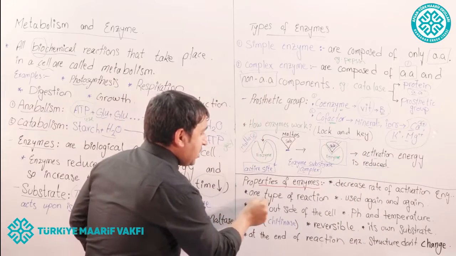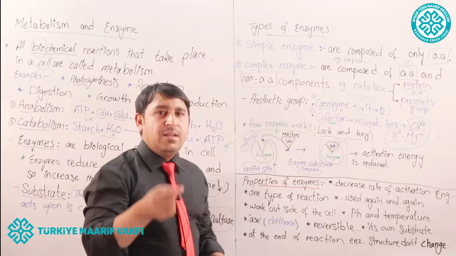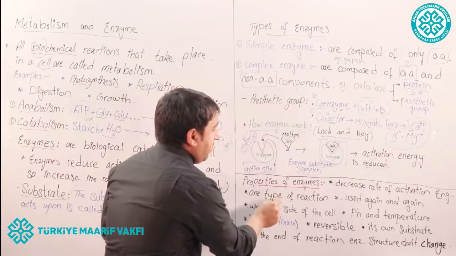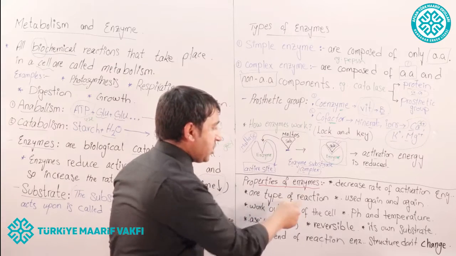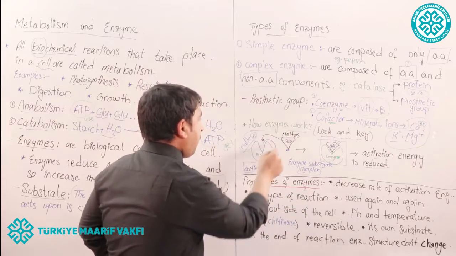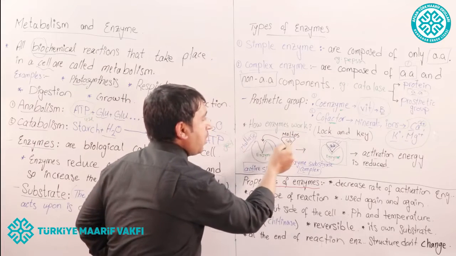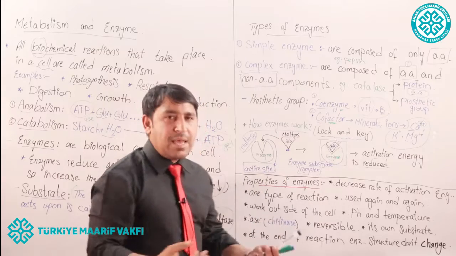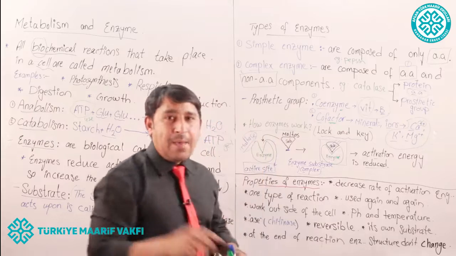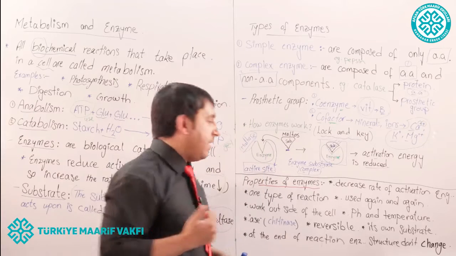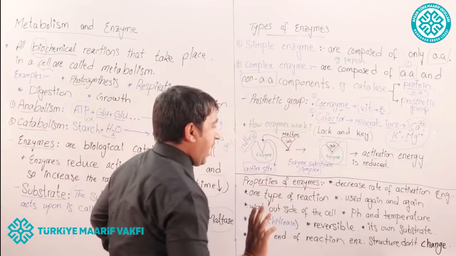Second, one type of enzyme works on just one type of reaction. For example, here we have the substrate maltose, and the enzyme maltase works on it. If here we have, for example, saccharose, there must be the enzyme saccharase. Another key, there must be another key. So enzymes can act on just one type of reaction.